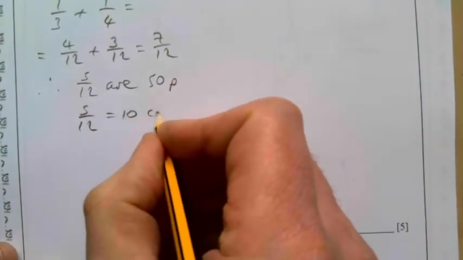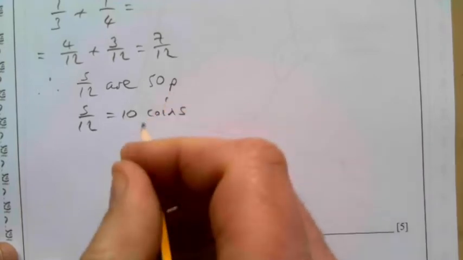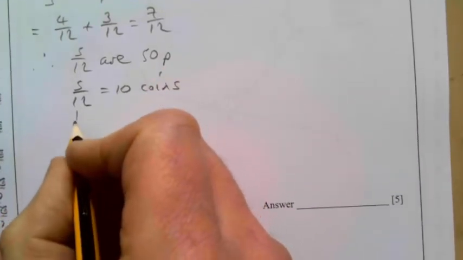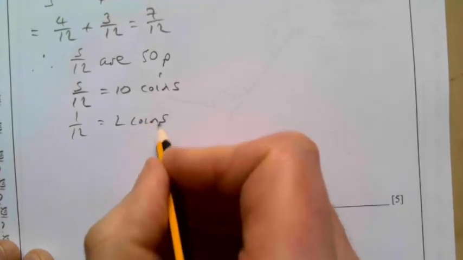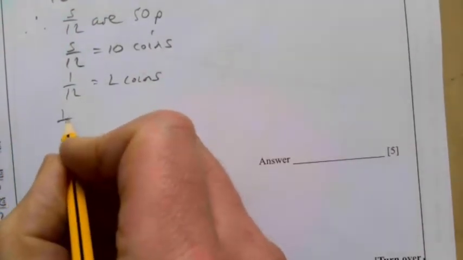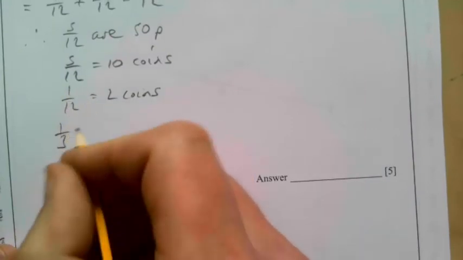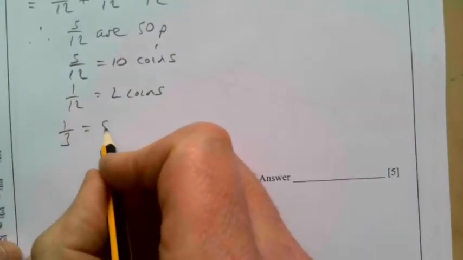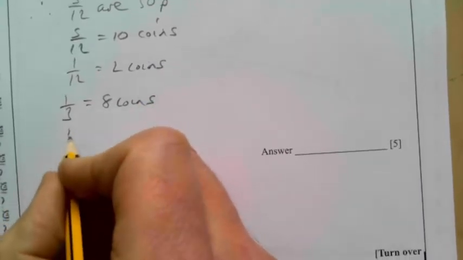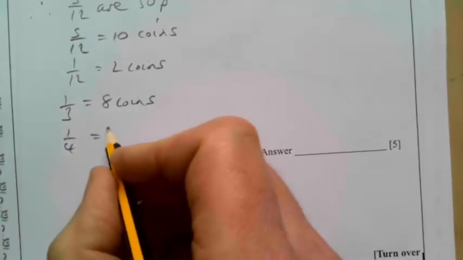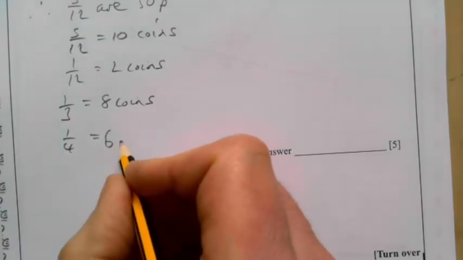equal 10 coins. That means 1/12 must be 2 coins, which means a third, which is of course 4/12, which is going to be 8 coins, and a quarter, which is 3/12, would be 6 coins.